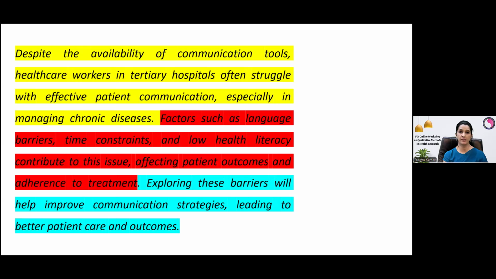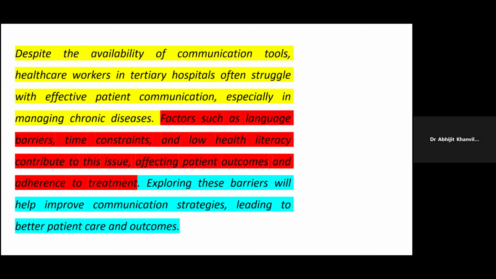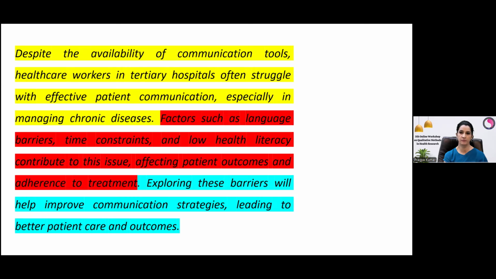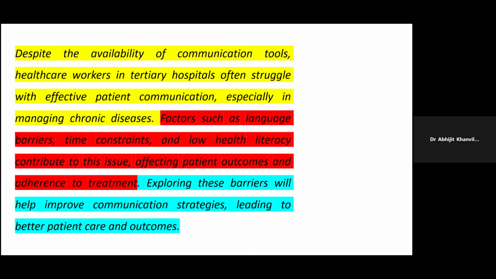In this paragraph, someone can read it, and we'll see that there are three color codings to identify what is the background, what is the problem, and what is the significance. So, can someone volunteer to read this? Can I go ahead? Yeah, sure, Dr. Abhijit.